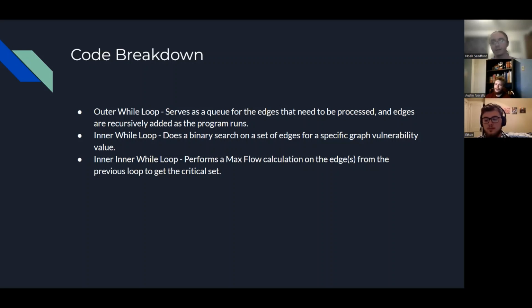The inner while loop does a binary search on the set of edges that it's given through the modulus function, and then searches for a specific graph vulnerability value. And then once it finds that value, it does some more calculations that end up calling the inner while loop, which performs a max flow calculation on the edges from the previous loop to get the critical set, which it can then use to calculate the modulus and return all the way back out to the outer layer.